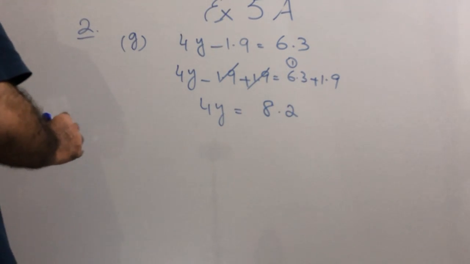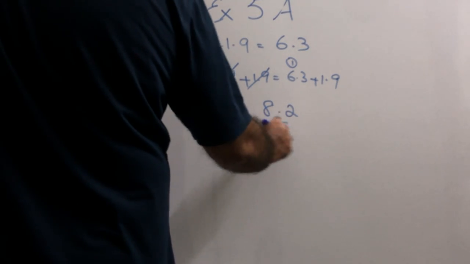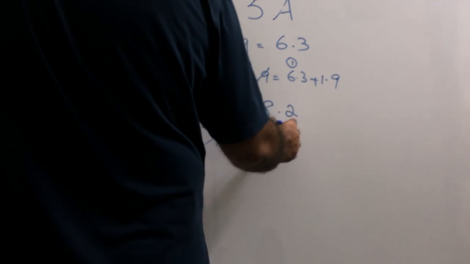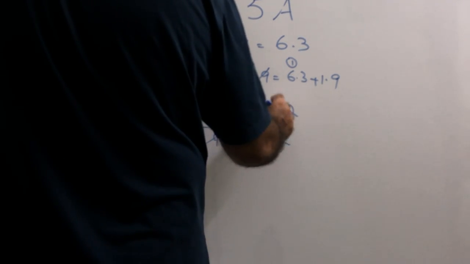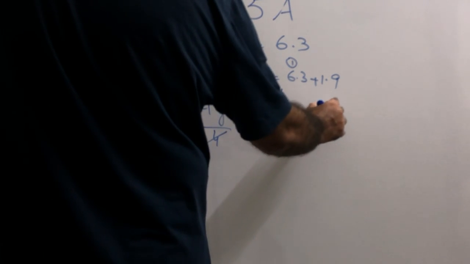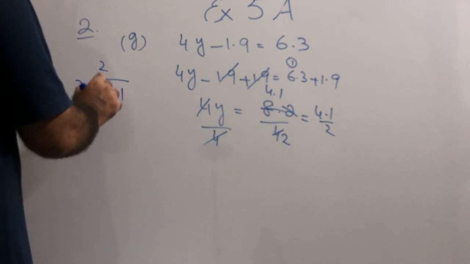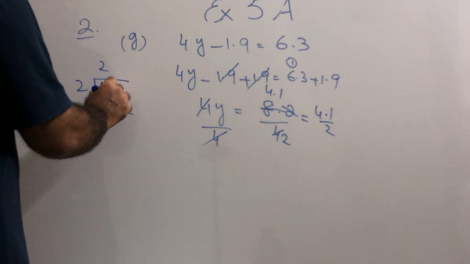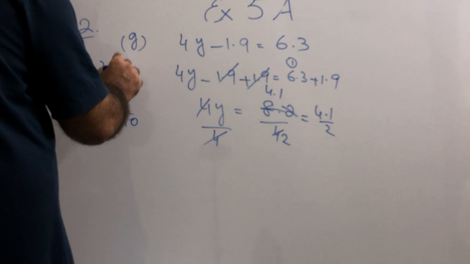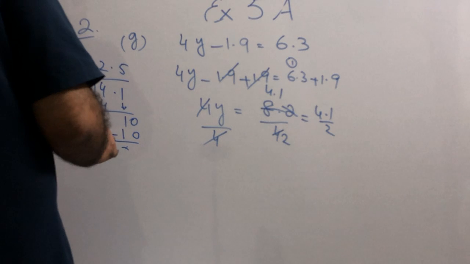Okay. Now we need to get rid of 4. It is being multiplied, so divide both sides by 4. It becomes 8.2 over 4. Divide by 2. 2 2s are 4. 2 4s are 8. 2 1s are 2. 4.1 over 2. Now how to solve: 2 2s are 4. The point comes here. 1 comes down. It is smaller, put 0. 2 5s are 10.